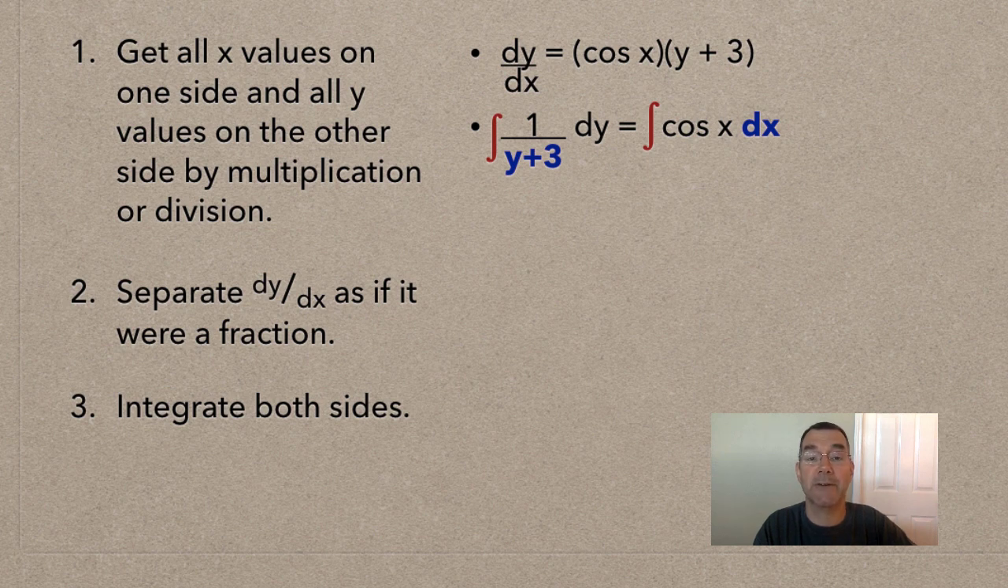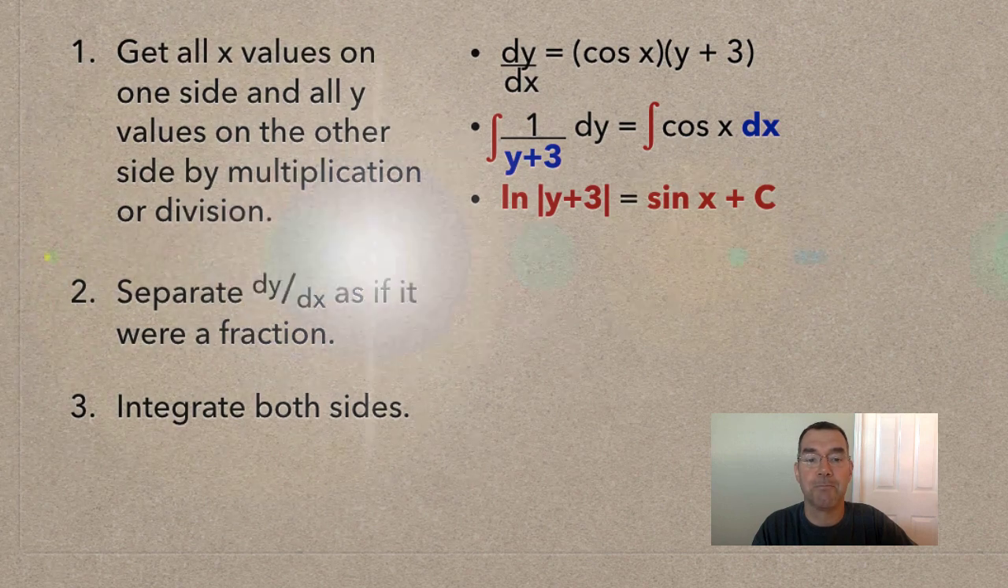Luckily, it's not a difficult task to integrate either one of those functions. The left side just becomes natural log of the absolute value of y plus 3, and the right side just becomes sine of x plus c. Now you'll notice I only put a constant on one side of the equation. Technically there are constants on both sides, but if I collect them on one side of the equation, it makes my job much easier to do. And I'm allowed to do that algebraically.